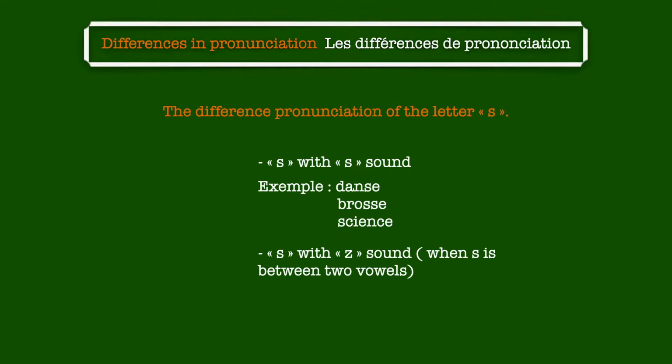The other possibility is that the S letter has a Z sound. This happens when a single S is between two vowels. You can hear it with those two examples. Cousin, poison.